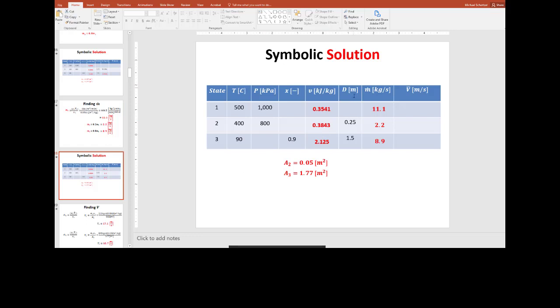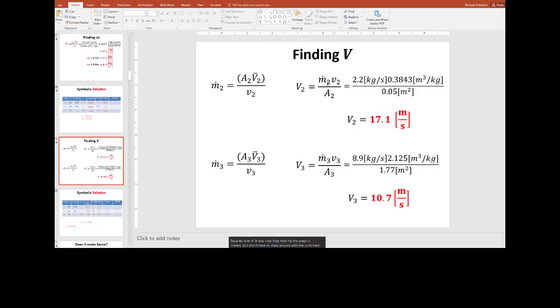Here, I remember they told me these diameters. So I calculated the areas as pi d squared over 4. It was nice they told me the diameters in meters, so I didn't have to mess around with the units too much. So then I can find my two velocities, and I found that the velocity at state 2 was 17.1 meters per second, and the velocity at state 3 was 10.7 meters per second. So do we get the idea of the process here for a conservation of mass type problem?